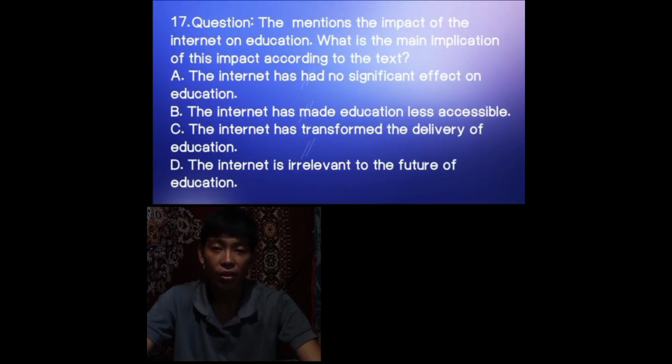Number 17 question. So this mentions the impact of the internet on education. What is the main implication of this impact according to the text? A. The internet has no significant effect on education. Letter B. The internet has made education less accessible. Letter C. The internet has transformed the delivery of education. Letter D. The internet is relevant to the future of education.